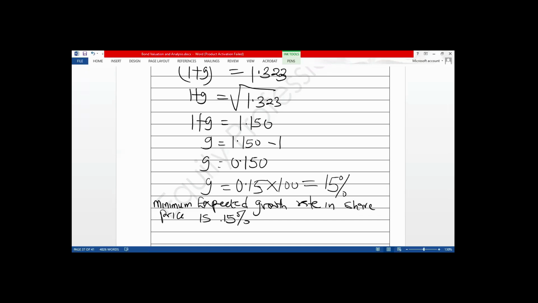Something similar was tested in 2023 diets on bond valuation. This is the expected growth rate.